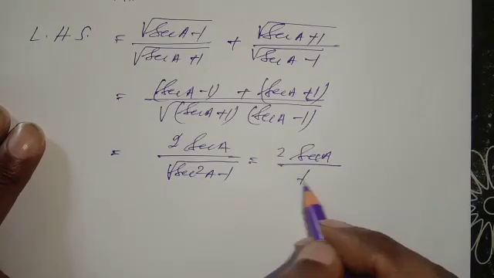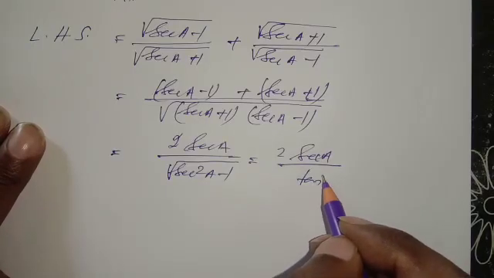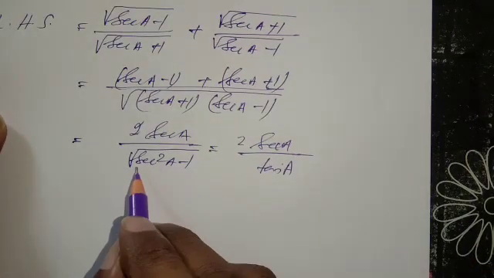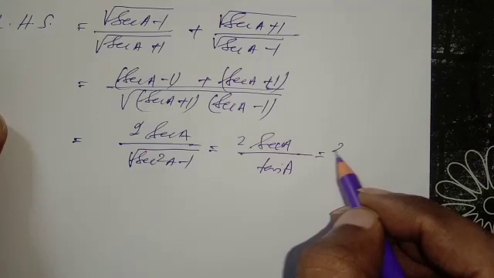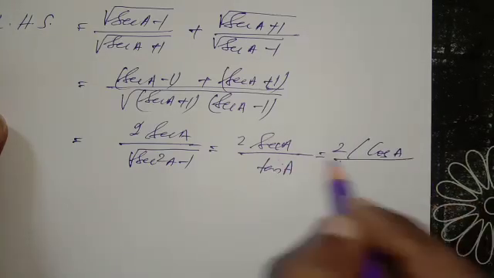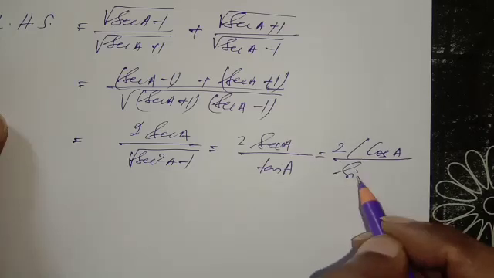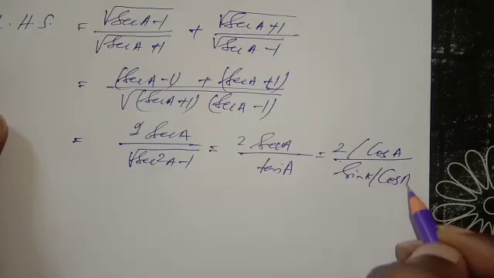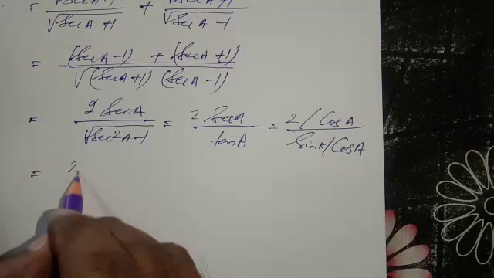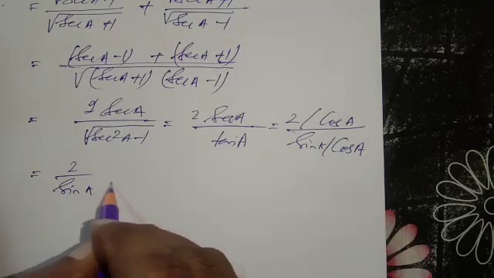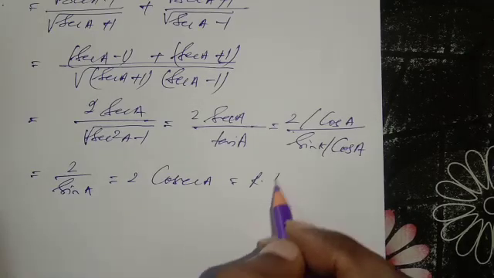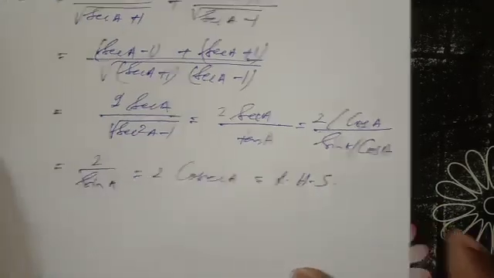Tan square a. Root over tan square means tan a. 2 sec means 2 by cos, since sec means 1 by cos, and tan means sin a by cos a. The cos a cancels. 2 by sin is left, which is nothing but 2 cosec a, which is your right hand side. Number 20 first part is complete.